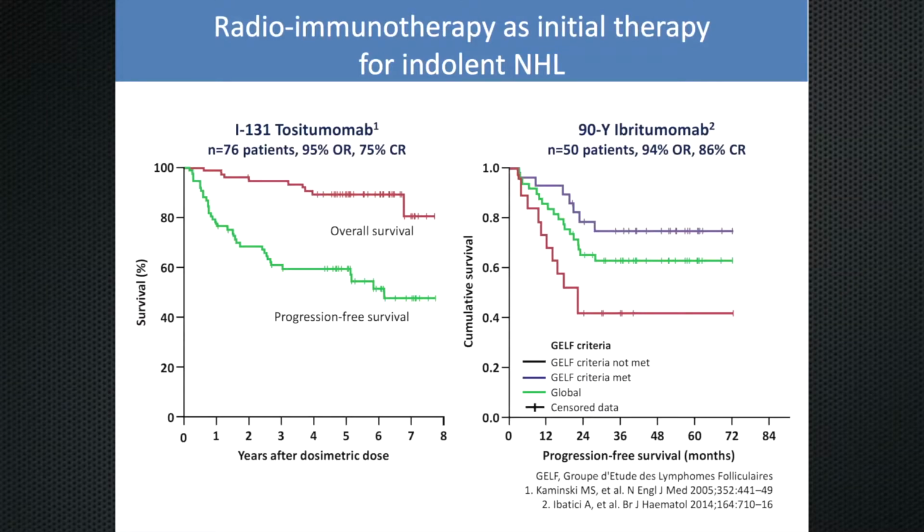Now, another approach which has been successful is the combination of antibody with radionucleotide, both with the iodine-131 as with the ibrutinib. They both have been successful, and some very positive results were achieved. The problem here is that this is a very complex technology.